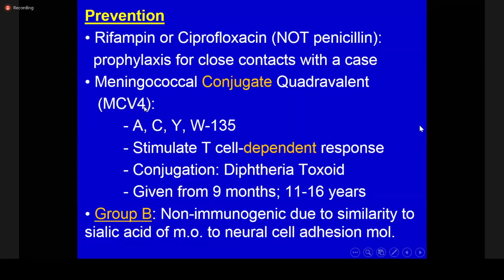Meningococcal V4. What is V4? Vaccine with four serotypes. These serotypes are the A, C, Y, W-135. Why not B? B, we said, is not immunogenic, so it is not included in the vaccine.